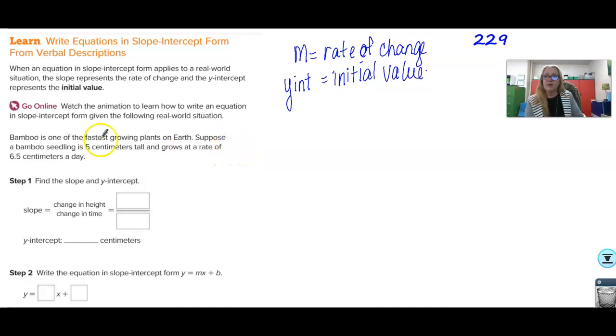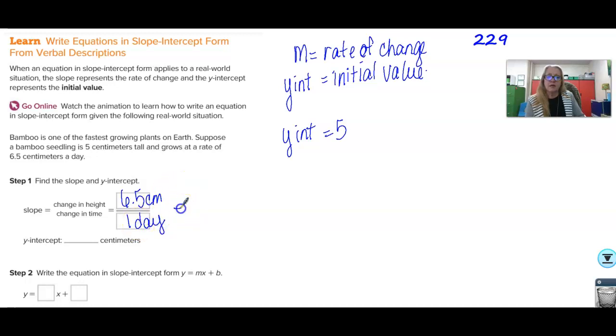So here we have our problem. Bamboo is one of the fastest growing plants on Earth. Suppose a bamboo seedling is 5 centimeters tall and then grows at a rate of 6.5 centimeters per day, okay? This is the initial value. The initial value, the y-intercept, is 5. It's growing at 6.5 centimeters per day, 6.5 centimeters every one day.